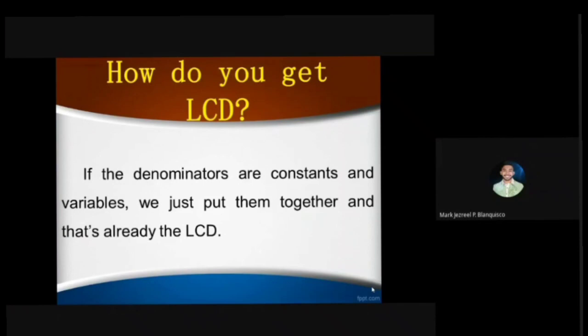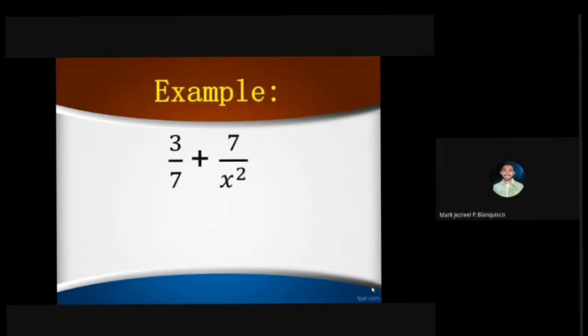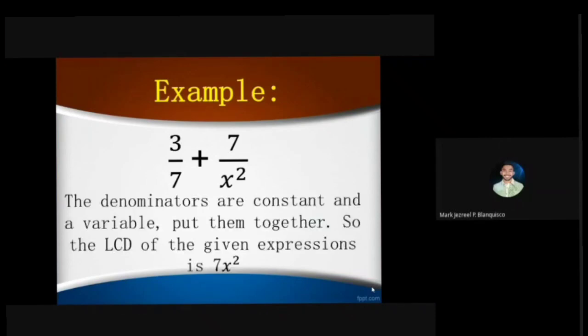If the denominators are constants and variables, we just put them together and that's already the LCD. Example, 3 over 7 plus 7 over x squared. As we can notice, the denominators are variable and constant. So we just simply put them together. The LCD of the given expressions is 7x squared.